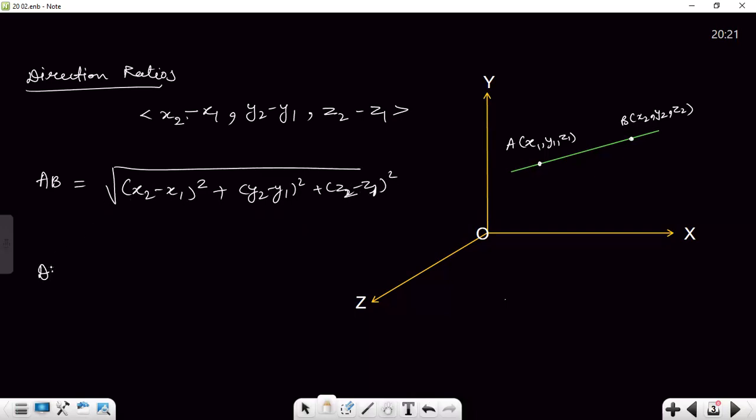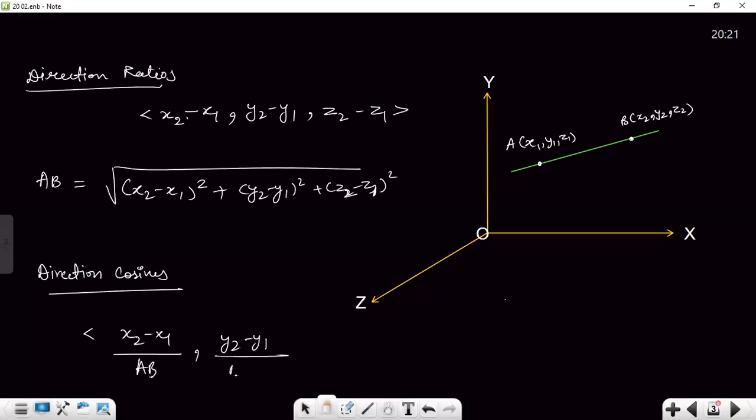Now for finding out the direction cosines, we will simply divide x2 minus x1 by the length of AB, y2 minus y1 by the length of AB, z2 minus z1 by the length of AB. These are the direction cosines. Any doubts?